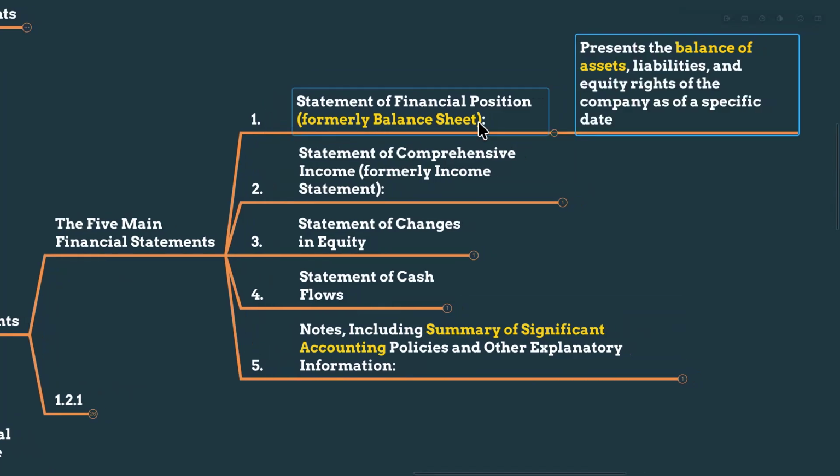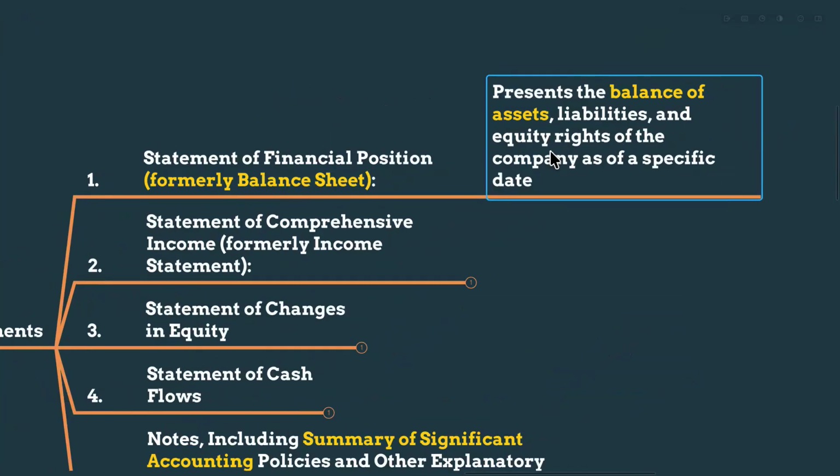So let's dive deeply into the statement of financial position, formerly the balance sheet. It presents the balance of assets, liabilities, and equity of the company as of a specific date. What does this mean? Simply, it's like a photograph, my dears, a snapshot of your business at one moment. What do you own at that date: assets. What you owe to other people: your liabilities. And what is left for the owner is called equity.